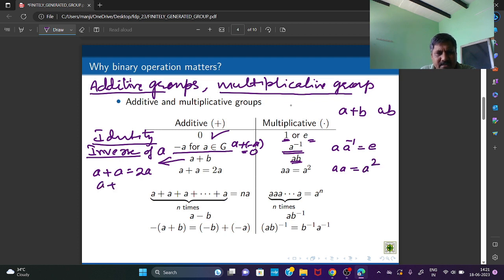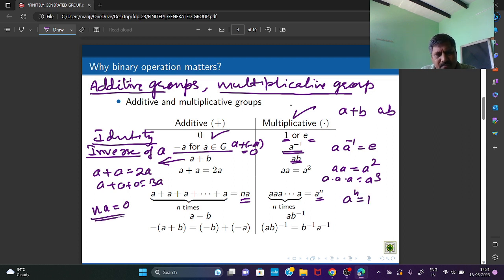We can write A plus A is 2A, and A times A is A squared. Like this, if we are adding A n times, we can write nA. If we are multiplying n times, considering the operation multiplication, then we will write A raised to power n. There is another interesting situation: nA equals 0, or here A^n equals 1.